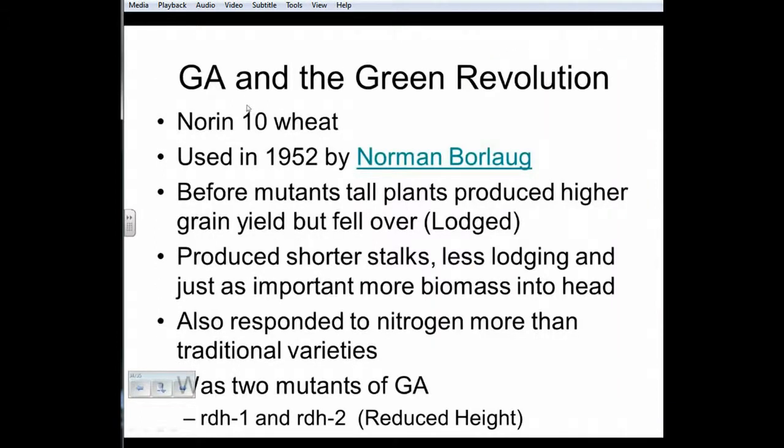Now, let's talk a little bit about the Green Revolution and Norman Borlaug. Did any of you meet Dr. Borlaug by chance before he passed away? Passed away, what, a couple of years ago, maybe? Maybe not even 2 years ago. Real nice guy.